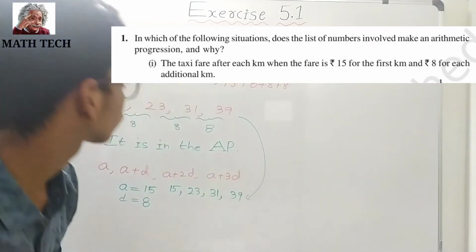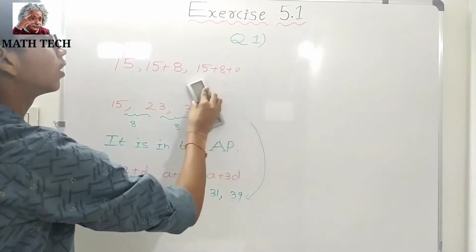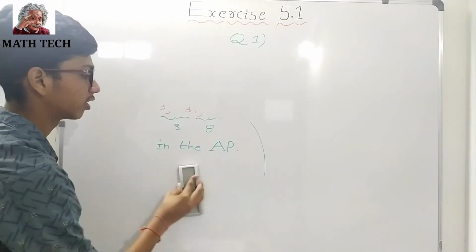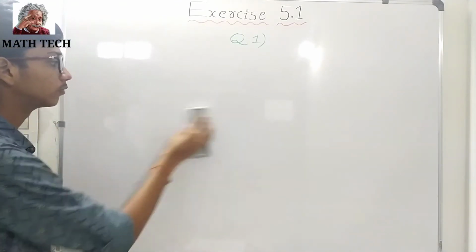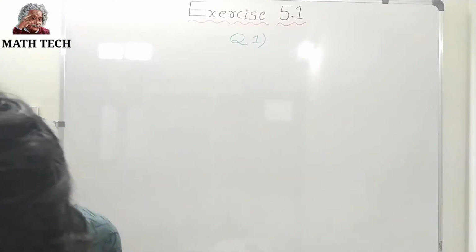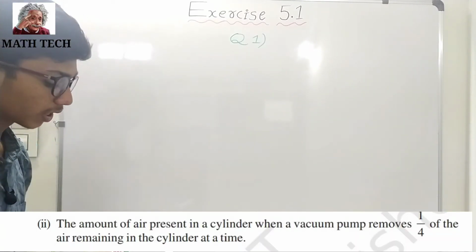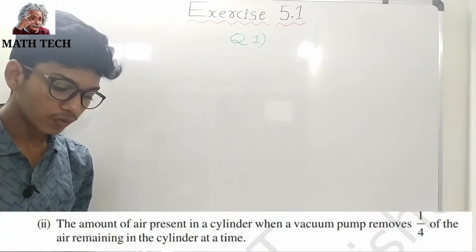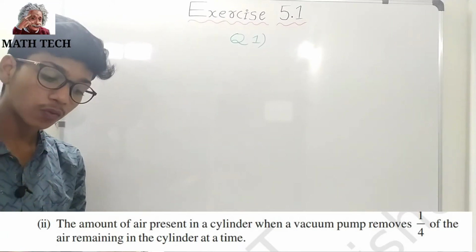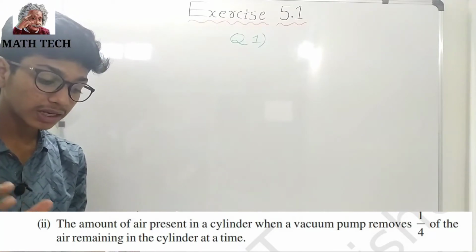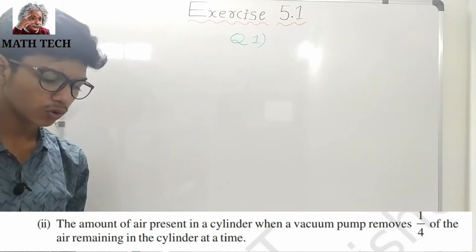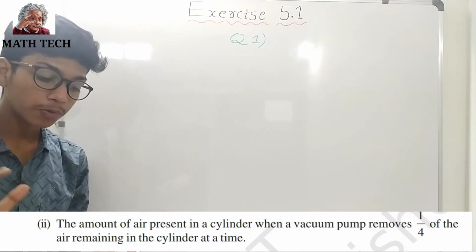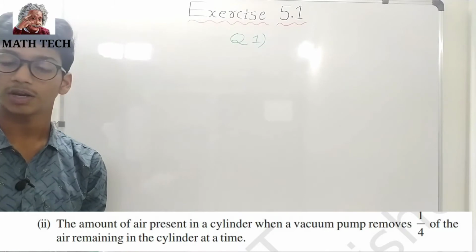So let's move to the second part of question number 1. The amount of air present in a cylinder when a vacuum pump removes 1/4 of the air remaining in the cylinder at a time.